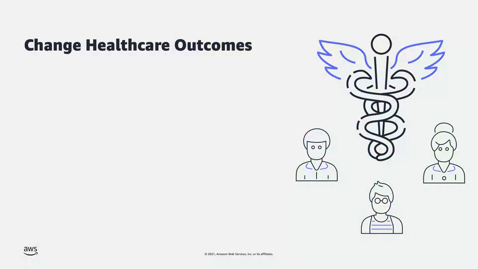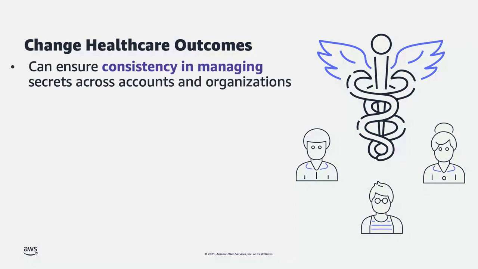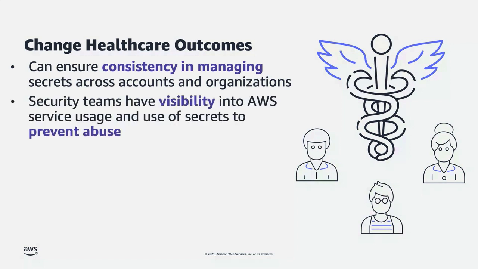So closing out on our customer use case. What were the outcomes for Change Healthcare with this solution? There were a handful of positive outcomes, but first and foremost, these are some of the most important. With this solution, Change Healthcare was able to ensure that they had consistency in managing secrets across accounts and organizations. Prior, they had different policies, different implementations for different teams, and it made it really tough to have visibility.